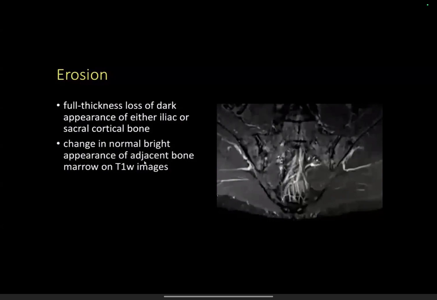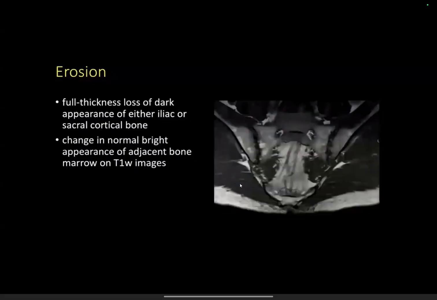It can also be seen as change in the normal bright appearance of adjacent bone marrow on T1. So even on T1, adjacent marrow also appears. The normal bright or fat thing gets replaced by this sclerotic thing if there is classical erosion. Again, we see focal erosion.